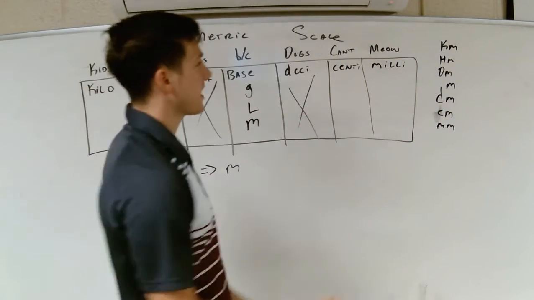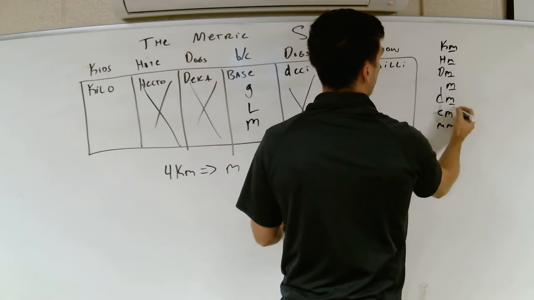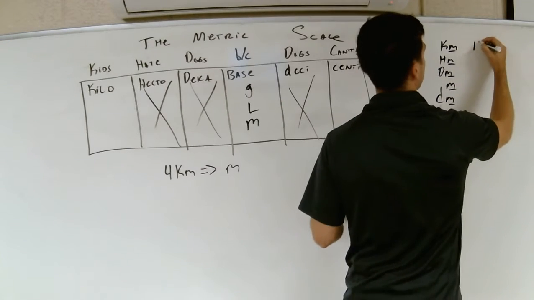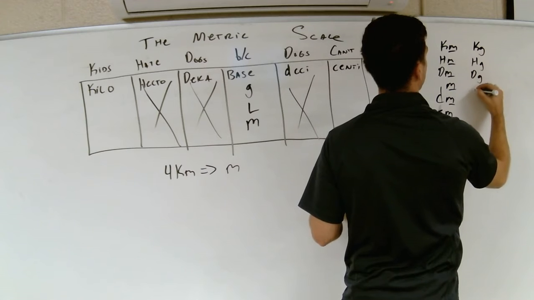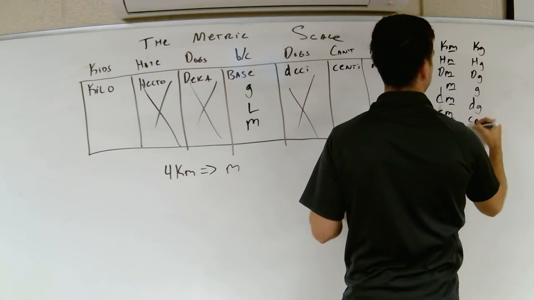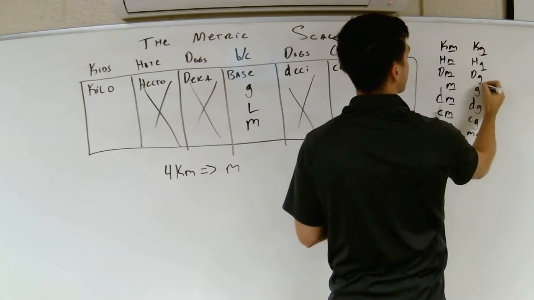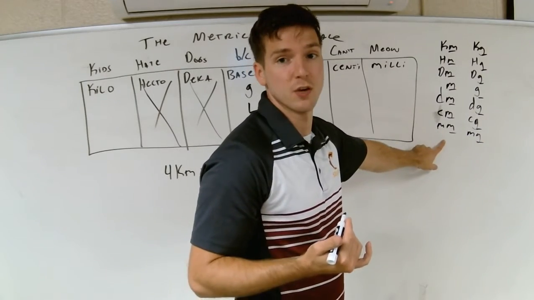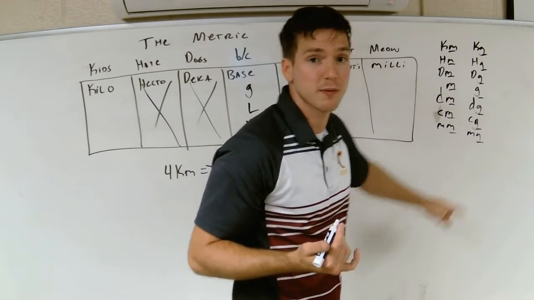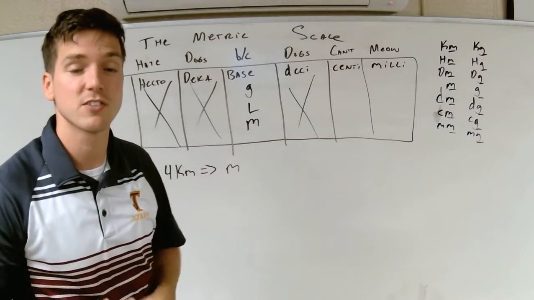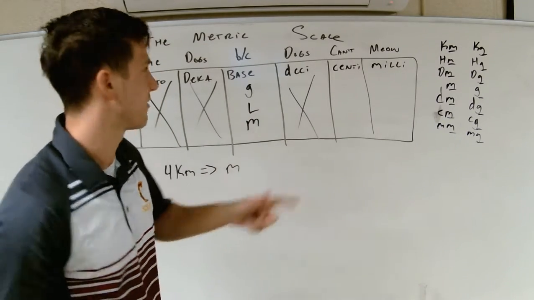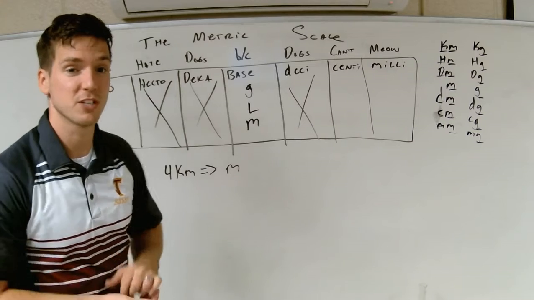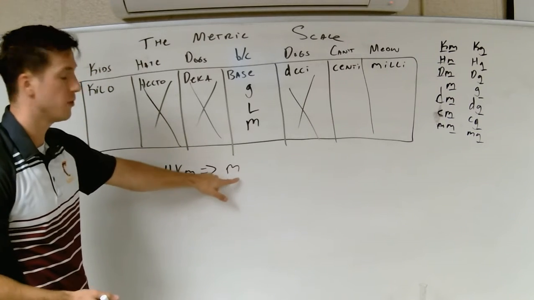So the second letter is always the base format. It's always what we're measuring, so meters in this case. You'll also see this with grams, like kilograms, hectograms, decagrams, grams, decigrams, centigrams, and milligrams. That second letter is always just what we're measuring. We're either measuring distance with meters, mass with grams, or volume with liters. The first letter is always that metric prefix that we're using. So just to make sure, we are going from kilometers to meters.